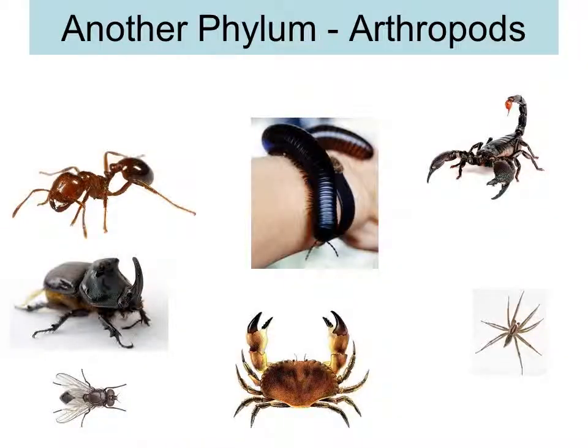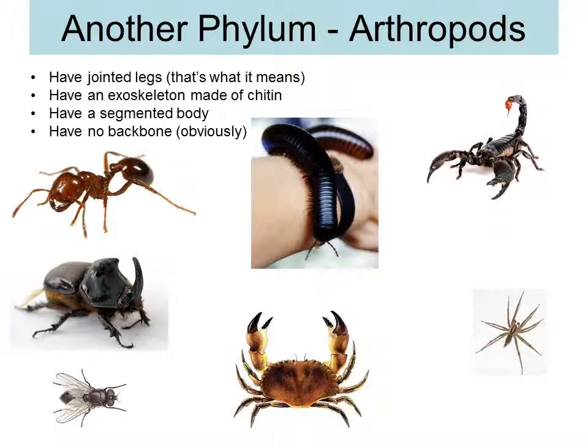Okay, in this part of the PowerPoint, we're just going to discuss a different phylum to the vertebrates we've been looking at, and that is the arthropods. There are several groups of arthropods you need to know about. They all have these things in common. They all have jointed legs. That's what the word arthropod actually means. They have an exoskeleton, so that's an external skeleton, made of a substance called chitin.